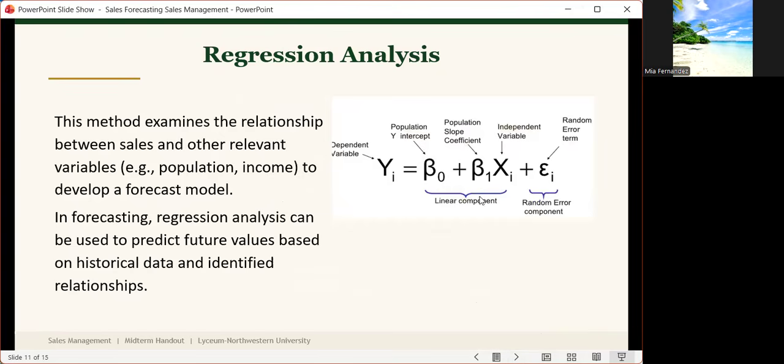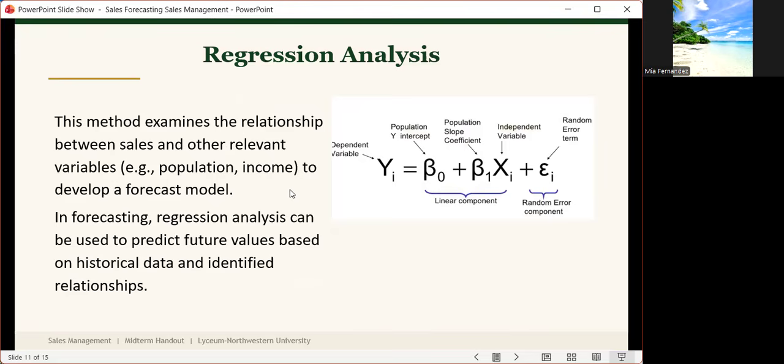Okay. Next one is regression analysis. So, yep, it's statistics. But I think you will remember in your geometry, y is equal to mx plus b. You're computing for the slope. It's somewhat the same here in regression analysis. So this method examines the relationship between sales and other relevant variables, for example, population and income, to develop a forecast model.